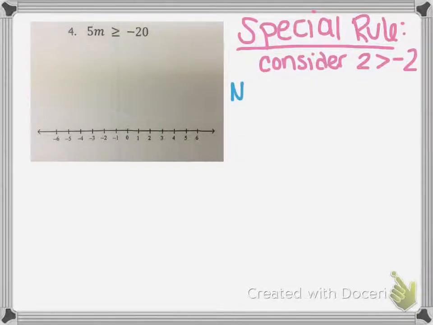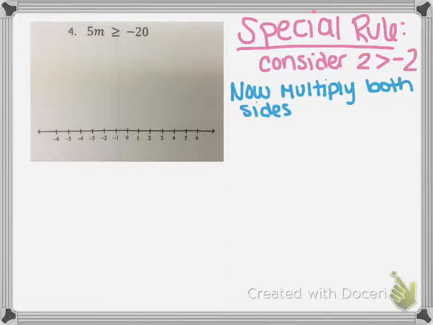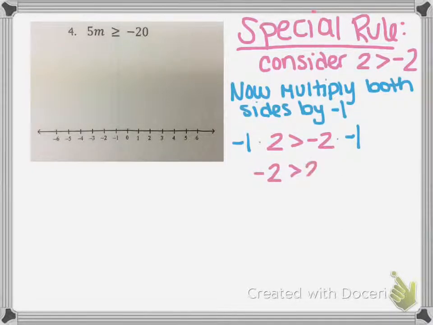Now multiply both sides by negative 1. So I'm going to rewrite this. So 2 is greater than negative 2, and I'm going to multiply both sides by negative 1. I can do this because I'm doing it to both sides of the inequality. I'm keeping it balanced. So negative 1 times 2 is negative 2, and negative 2 times negative 1 is positive 2.